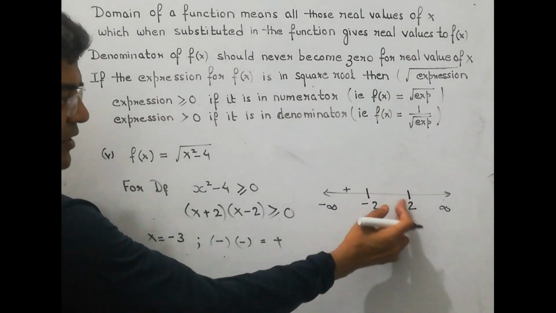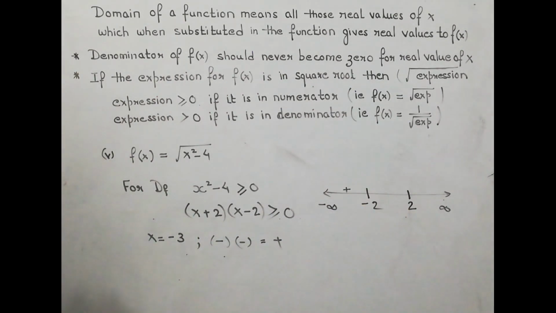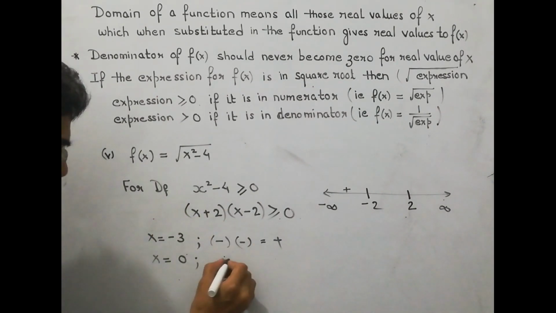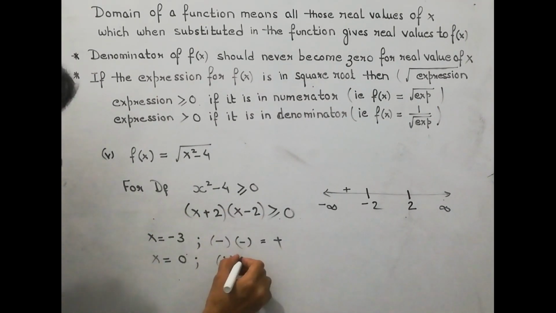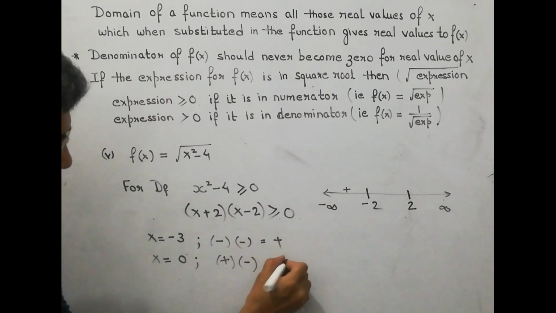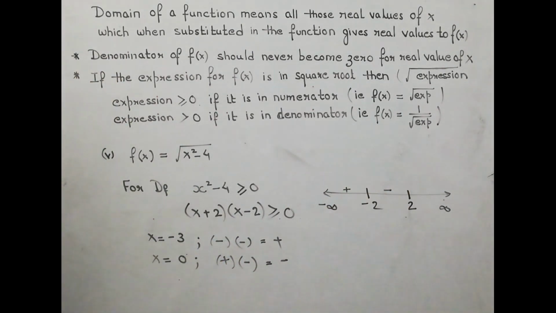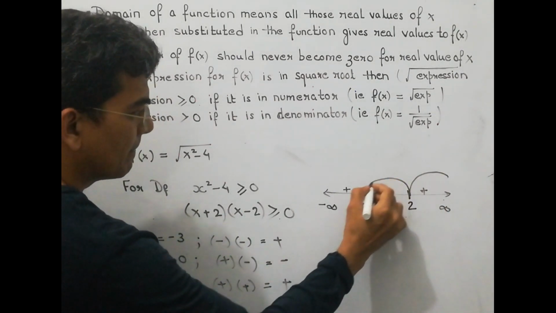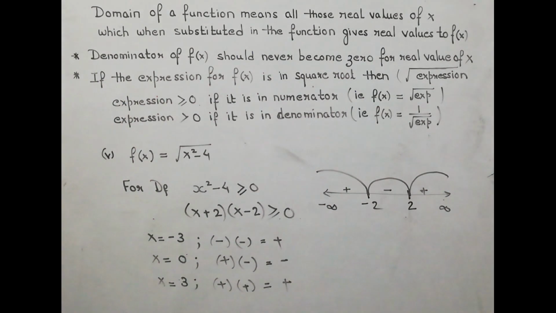Now for this subdivision, consider any value. We can consider 0. Let's substitute 0 over here. If you substitute 0, this will give you plus. Substitute 0 over here, this will give you minus. Any value here? 3. So if you substitute 3 over here, this gives you plus. This gives you plus. We've got it like this.